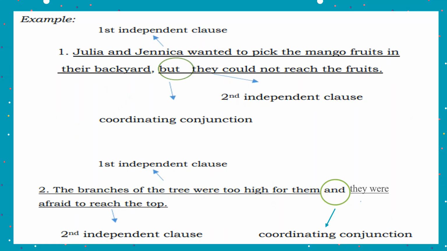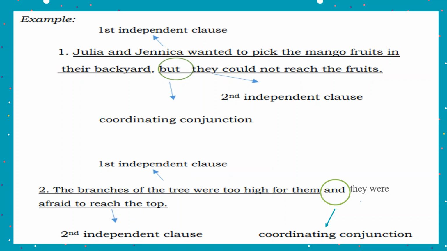For example, Julia and Jenica wanted to pick the mango fruits in their backyard, but they could not reach the fruits. The first independent clause is Julia and Jenica wanted to pick the mango fruits in their backyard. The second independent clause is they could not reach it. It is combined with a coordinating conjunction but.